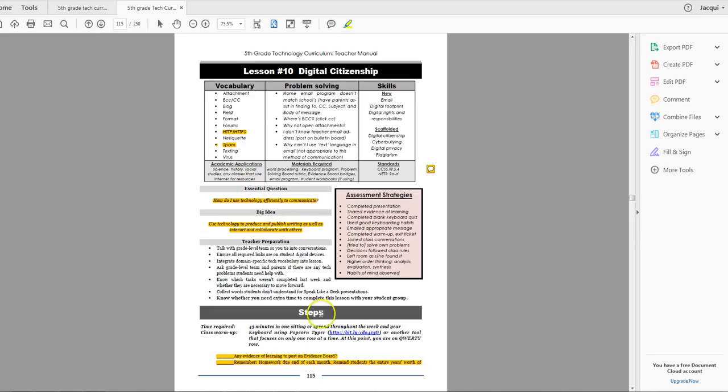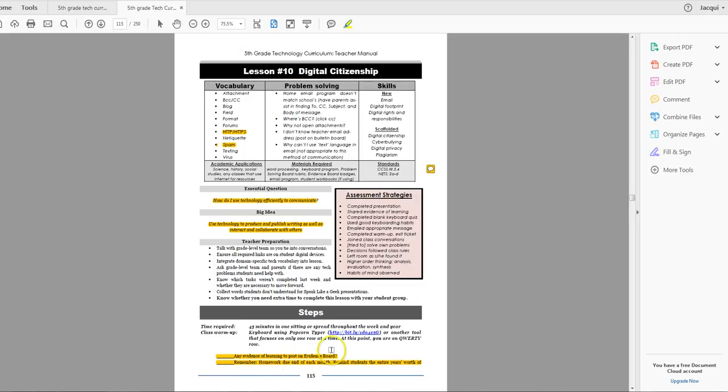Here's your essential question and big idea. Your assessment strategies are pretty much if they're a good digital citizen. We have a lot of the same ones we've been using throughout to assess their technology skills, but also emailed appropriate message to you, used good keyboarding habits. So they're kind of standard. They're very similar to other lessons.